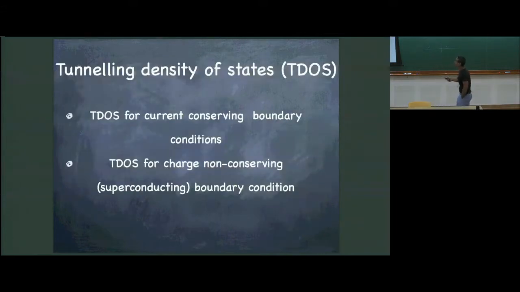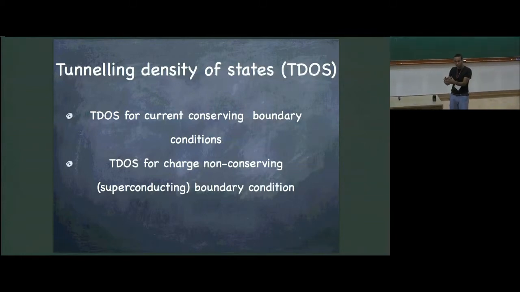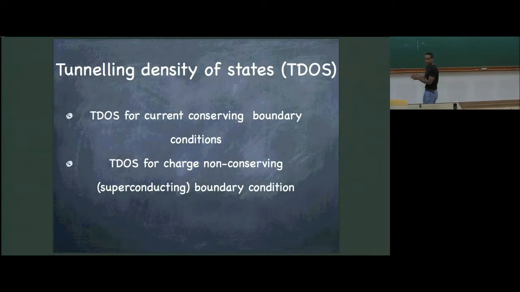So tunneling density of states, I will talk about, very quickly, 2 possible cases. You can think of boundary conditions where, so the kind of boundary conditions I showed you is essentially boundary conditions where charge is conserved, right? So that's what I said, there's a charge conserving boundary condition. But you can also start thinking of more generalized boundary conditions where actually the incoming edges are connected to the outgoing edges via some superconducting boundary condition.